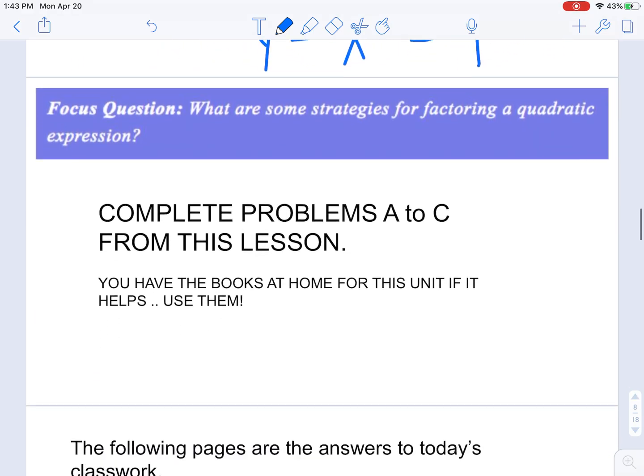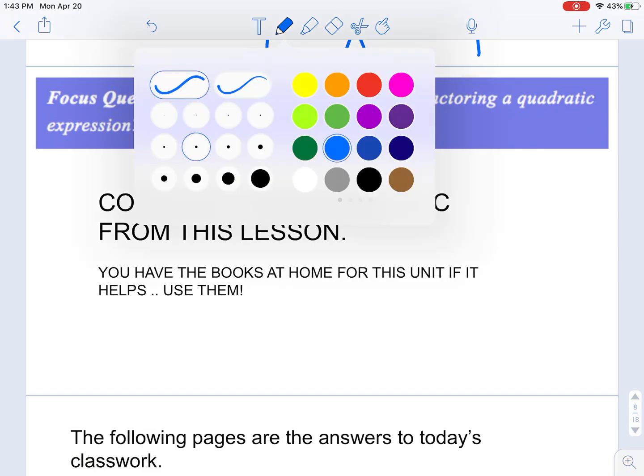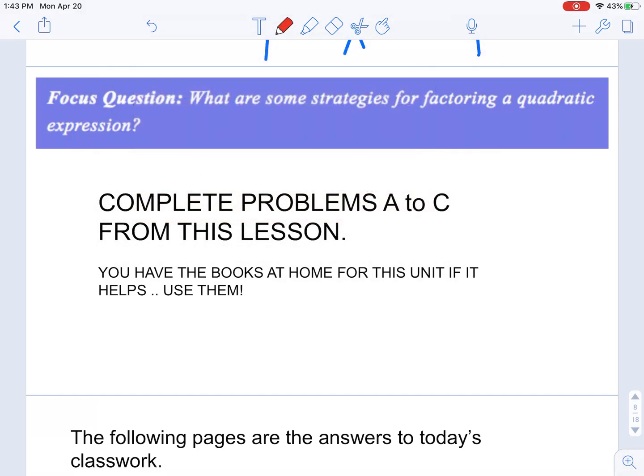So here's the focus for today's lesson. We're going to go back to working in the book. I've created a lab sheet for you to fill in and complete. What are some strategies for factoring a quadratic expression? Okay, so this is more of the same from yesterday, just getting a little more practice. Remember, you're factoring and you're also solving the equation. You're finding the roots of the equation, and you're finding the x-intercepts. Okay, so you'll complete problems A to C on my lab sheet attached to the announcement for the day, and you have your books at home if that helps you.